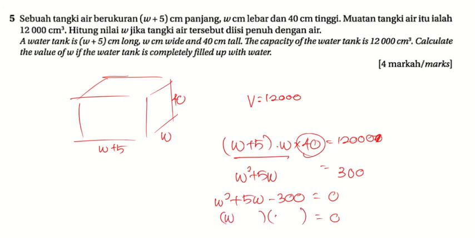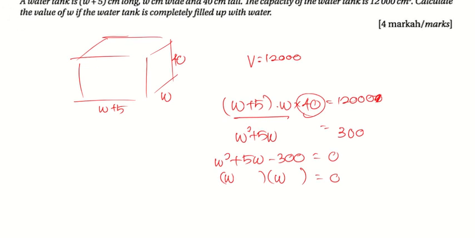Factorize this one. W, 30 times 10, no, 15 times 20, maybe, yeah, 5. So this is positive, this is negative. W equals 15 or W equals negative 20. No, width cannot be negative, cannot be negative 20. Rejected, you can write. So W equals 15.